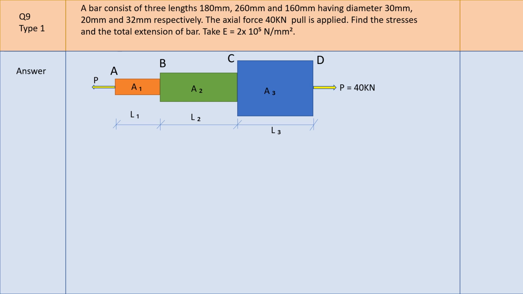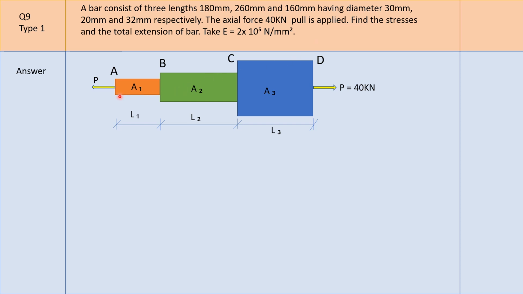Now here let us see one problem. A bar consisting of three lengths 180 mm, 260 mm and 160 mm having diameter 30 mm, 20 mm and 32 mm respectively. The axial force 40 kN pull is applied. Find the stresses and the total extension of the bar. Take E is equal to 2 into 10 raised to 5 Newton per mm square.